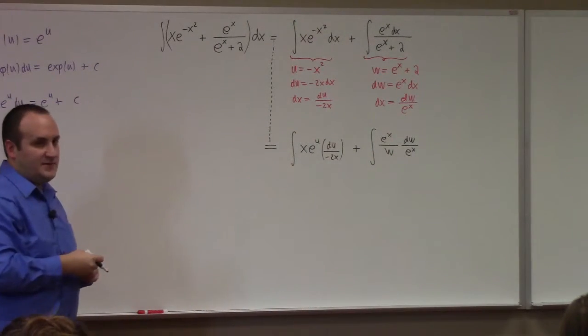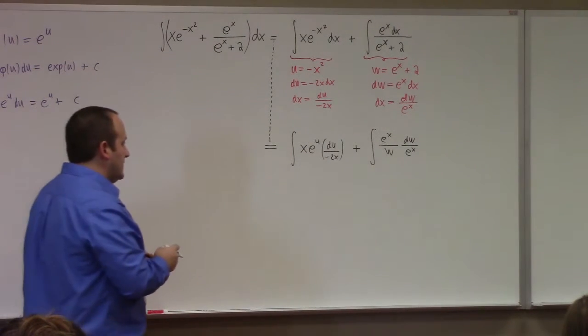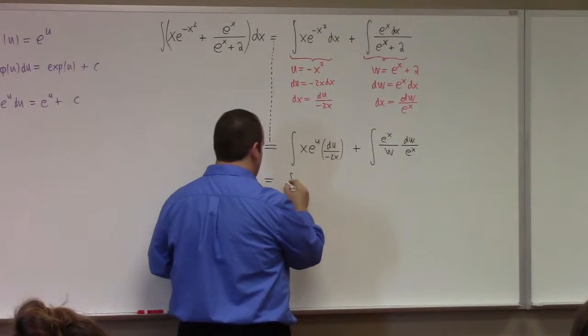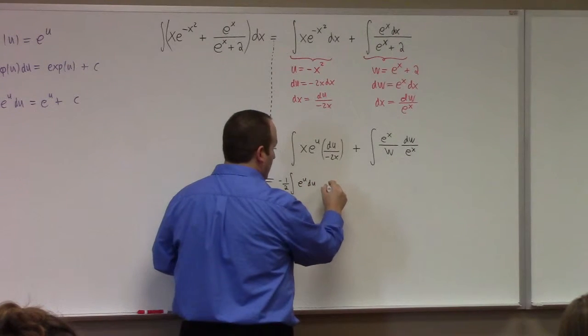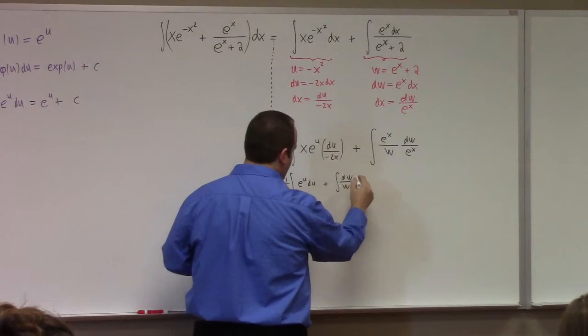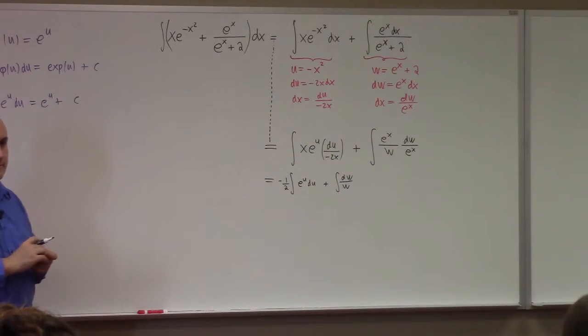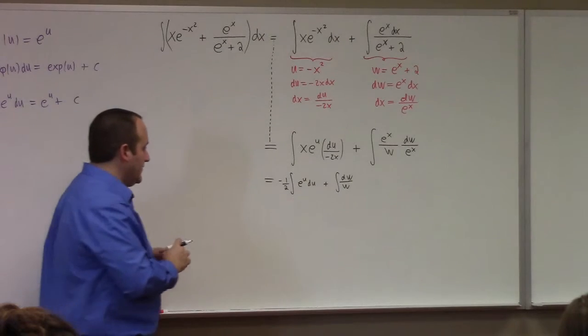Well, this is happy news. The x terms have canceled in both substitutions, right? So our u substitution and our w substitution was productive. They've left us with the integral of minus 1 over 2 times the integral of e to the u du, and then plus the integral of dw over w. Everybody with me? So then we integrate, right?